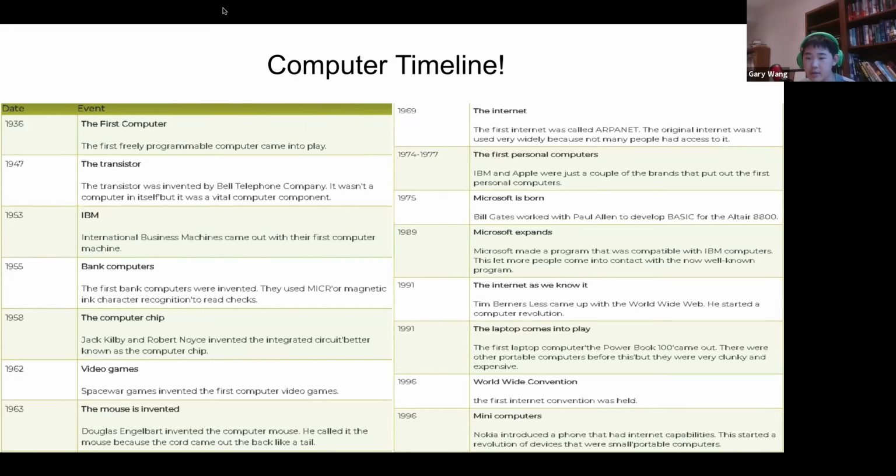So you guys don't have to memorize this. This is just a timeline for computers. Do any of you guys have questions?